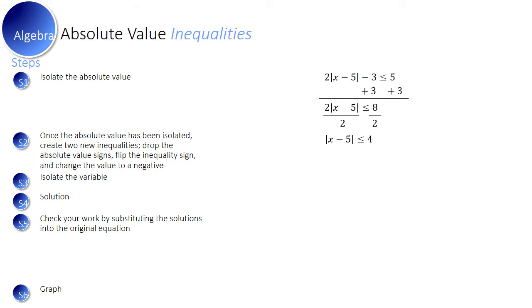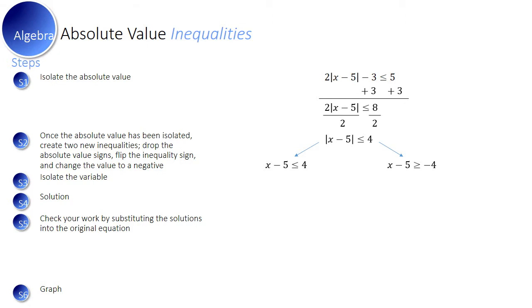Once we've isolated the absolute value, we're then going to repeat the same process that we did with equations. We're going to split the inequality into 2 inequalities. This time, x minus 5 is less than or equal to 4, and x minus 5 is greater than or equal to negative 4. Now notice, on the second inequality, you're going to have to flip the sign from less than or equal to, to greater than or equal to. If you don't do this, you're not going to get the correct solution.